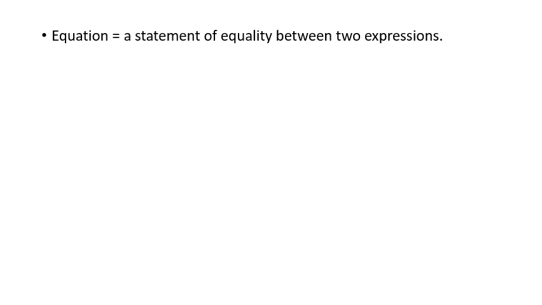So an equation, the book definition we have here is a statement of equality between two expressions. It's not a bad definition. The thing that I want you to really focus on is the equal sign. So it's a statement of equality between two expressions. So this means we're going to have an equal sign between two expressions.